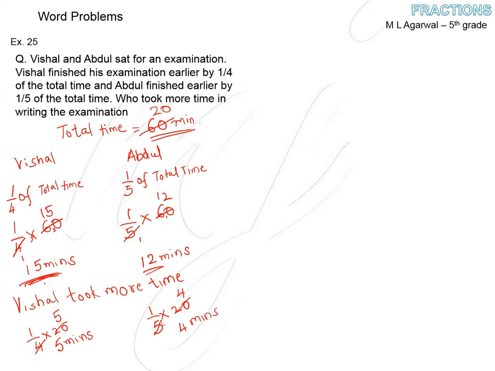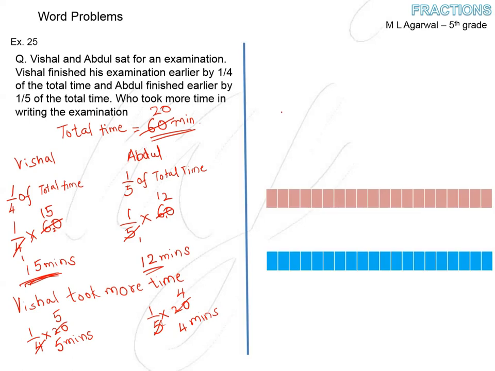So you see there is a difference of time here also. It all depends on what we are taking here. So you don't need to specify the time. You just have to say who took more time. So you have to say Vishal took more time to solve the paper or writing the examination. How do we do it in the block diagram? Same method.